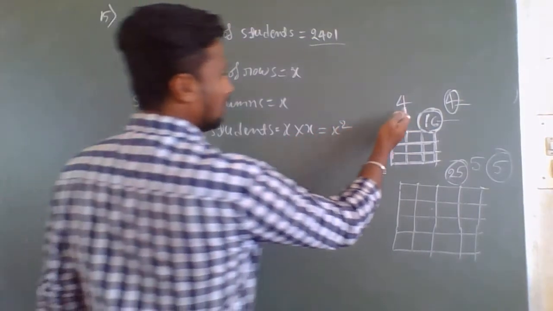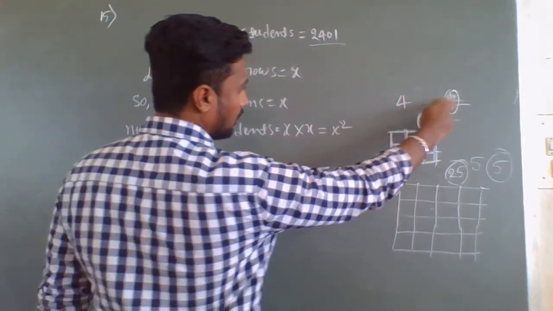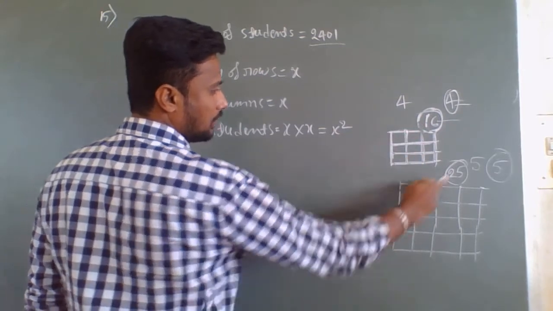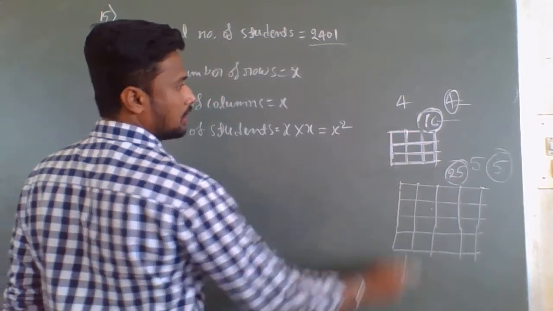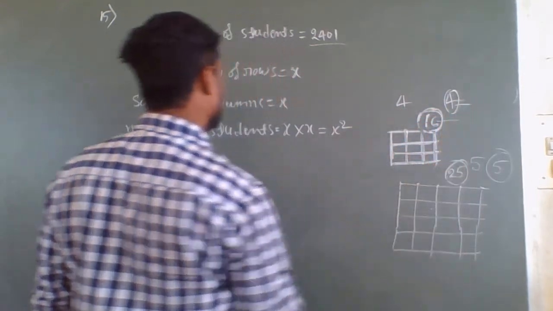Here you can see number of rows, number of columns. For example, 4 into 4, x square means 16. This is the number of students here. Here 25 is the number of students. And here, what does 4 indicate? The number of columns or number of rows.